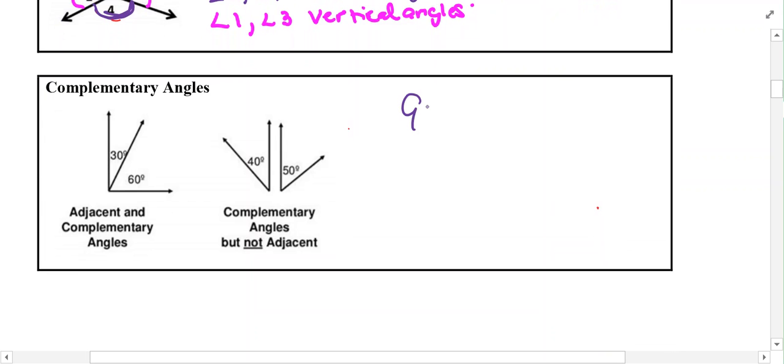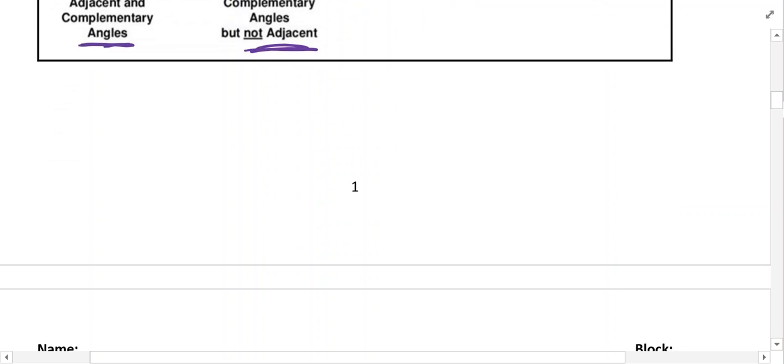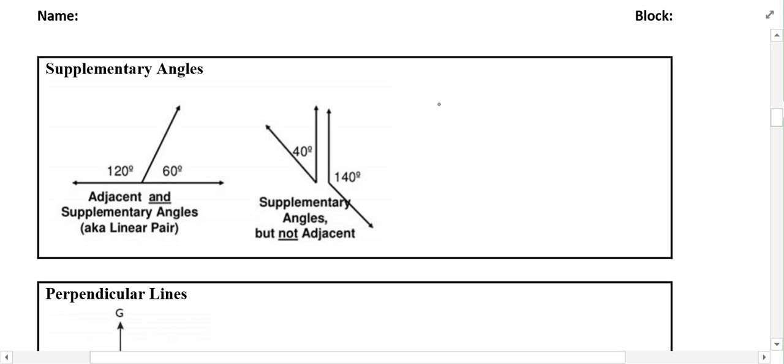Complementary angles add to be 90 degrees. They don't have to be adjacent, but if they are adjacent, then they would form a 90-degree angle. Supplementary angles add up to be 180 degrees. Again, they don't have to be adjacent, but if they are adjacent, they form a linear pair.